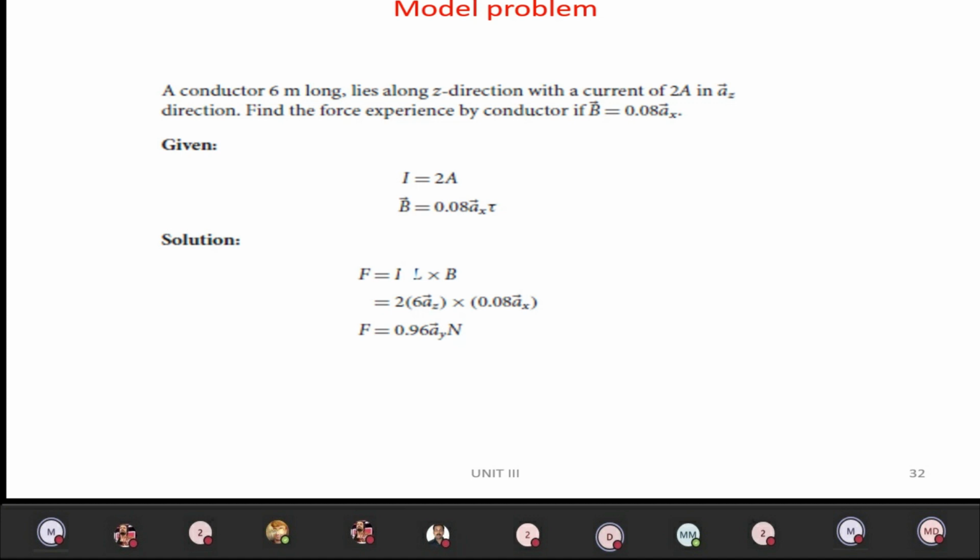F equals IL cross B. The L value you already know, 6 AZ, since it is flowing in the Z direction. And the B value is 0.08 AX vector. If you substitute that, you will get the force: F equals 0.96 AY vector.